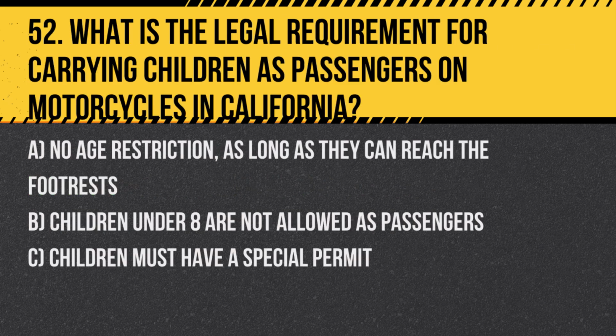Question 52. What is the legal requirement for carrying children as passengers on motorcycles in California? A. No age restriction as long as they can reach the footrests. B. Children under 8 are not allowed as passengers. C. Children must have a special permit. Answer: A. No age restriction as long as they can reach the footrests. Ensuring that passengers can safely reach footrests is crucial for their safety.